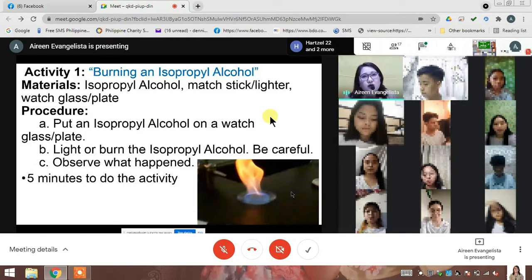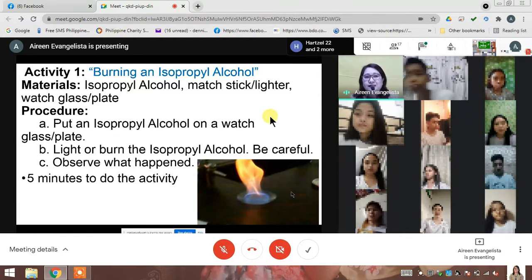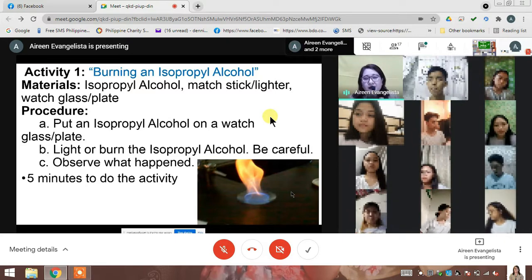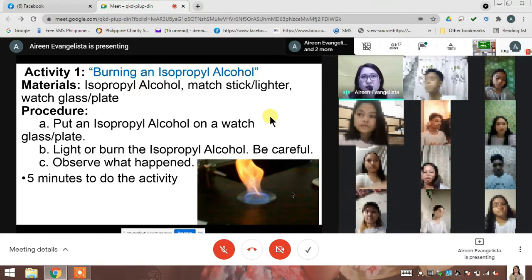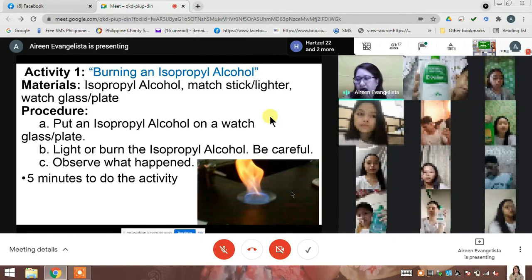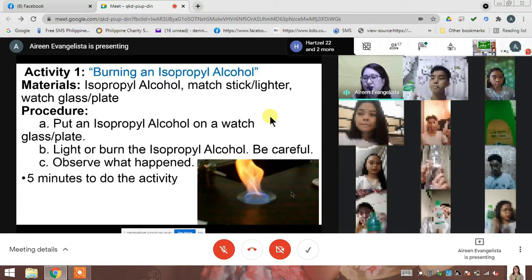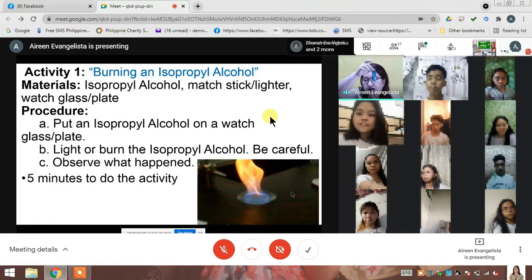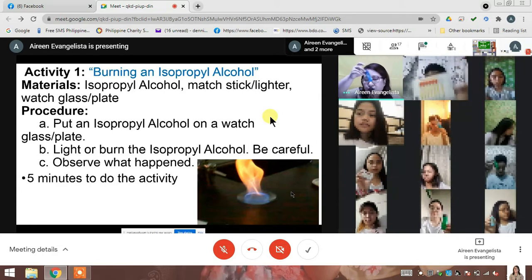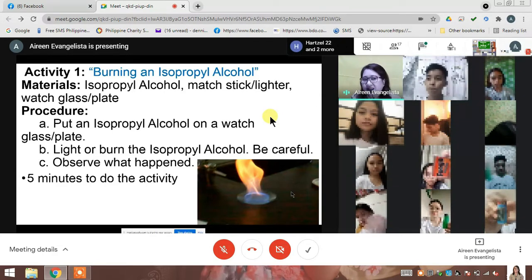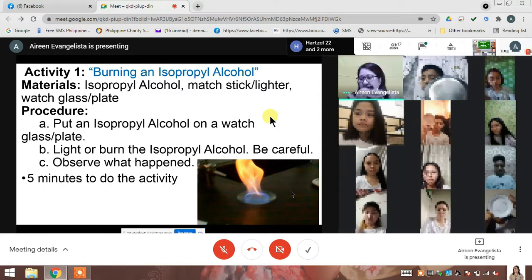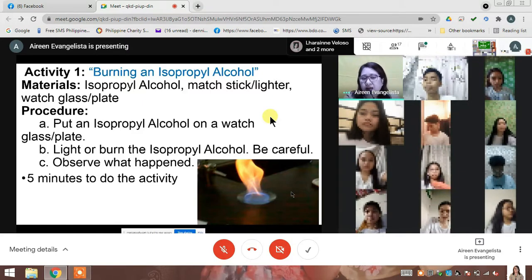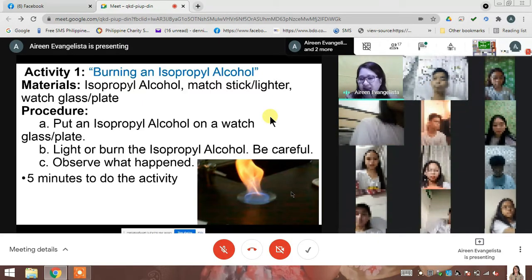Let's have now the first activity, titled Burning an Isopropyl Alcohol. We have the materials here: isopropyl alcohol. Can you please show me your isopropyl alcohol? Yes, very good. The second material is a match stick or lighter. Show it in the camera. And the third material is a watch glass or a plate. Okay, very good.